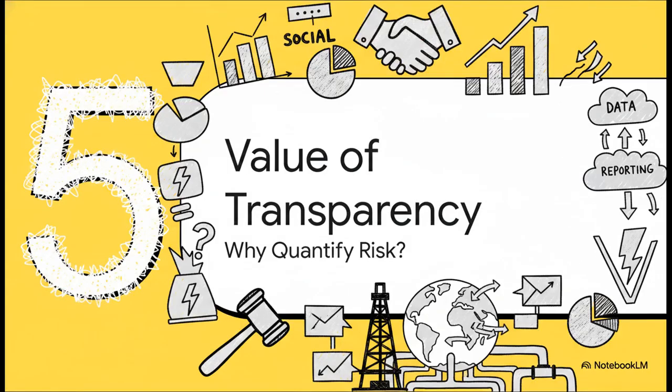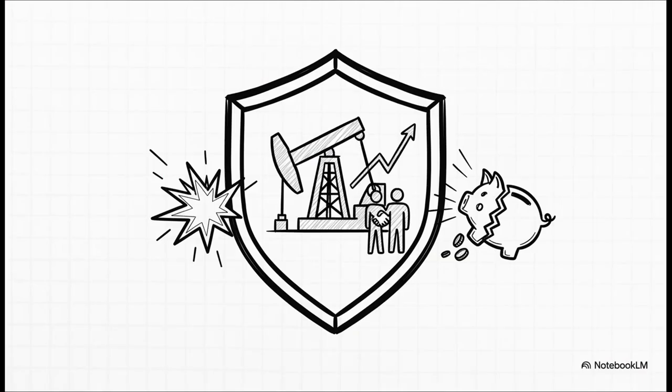Let's wrap things up with Section 5, the value of transparency. So why go through all this complex math in the first place? Well, by translating these abstract human risks into hard, comparable data, companies can prove to the market that they aren't just drilling blindly with their fingers crossed. They are showing that they actively and meticulously manage their operational environment.